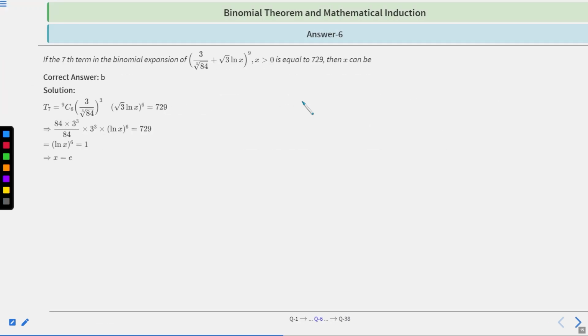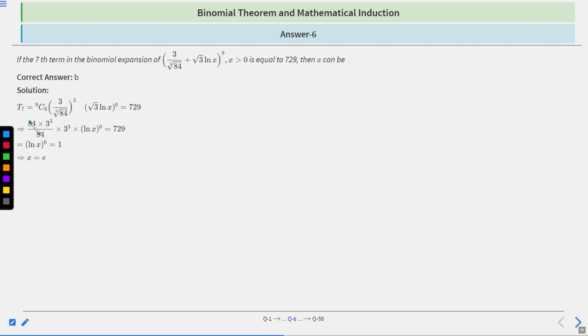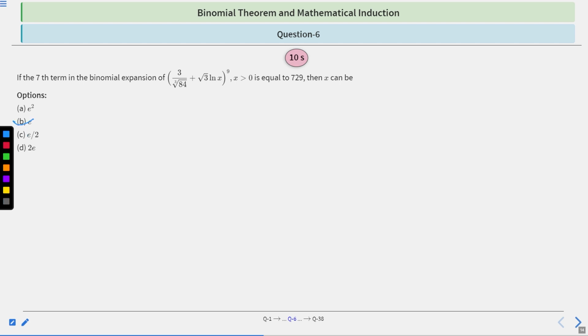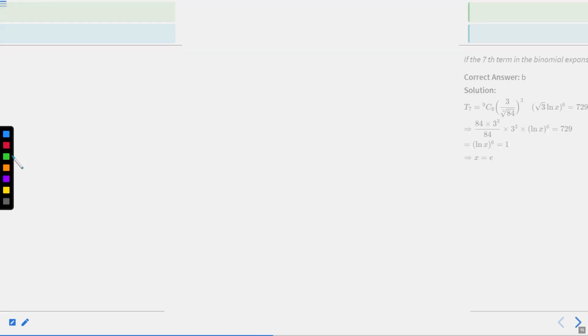Okay. So we have to find the seventh term, right? So T7 can be written as T(6+1). So 9C6 into (3 by cube root of 84) to the power 3, right? Into (root 3 ln x) to the power 6, which is equal to 729. After solving this, you will get (ln x) to the power 6 is equal to 1. So x should be e, right? So option B is the right choice. x is e. Okay, let's move to the next question.